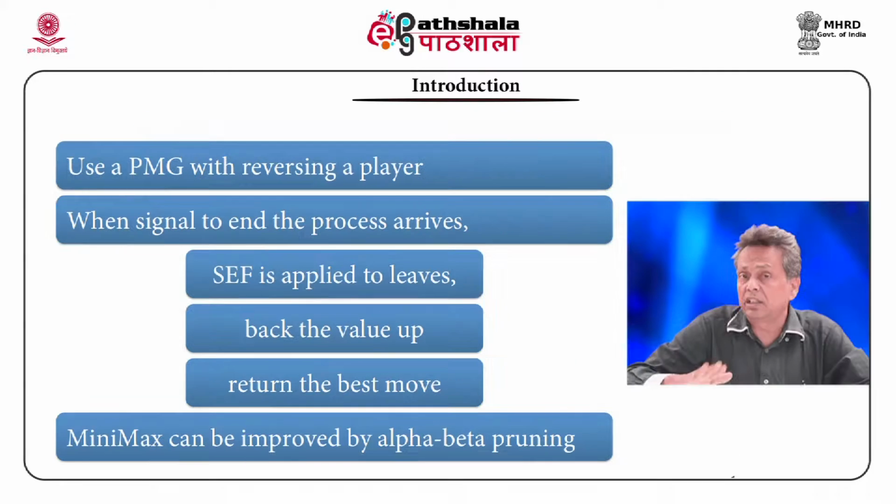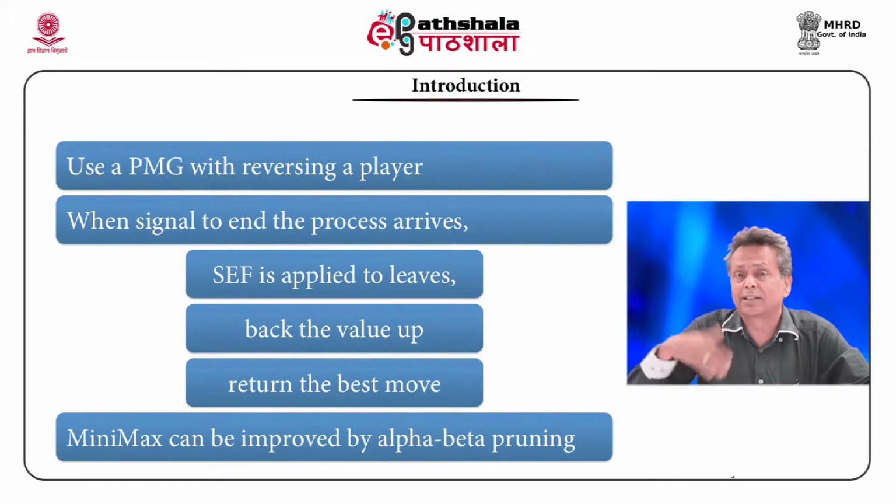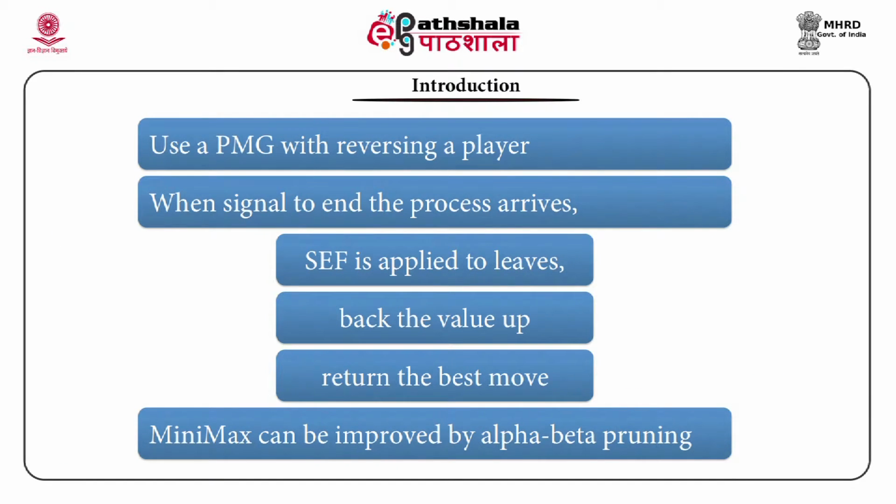And we'll see that there is something called alpha beta pruning. At the end we'll see that there is something which can be applied to this, which improves our search process. The next module will see that in a little more detail. In this module we'll only mention it.